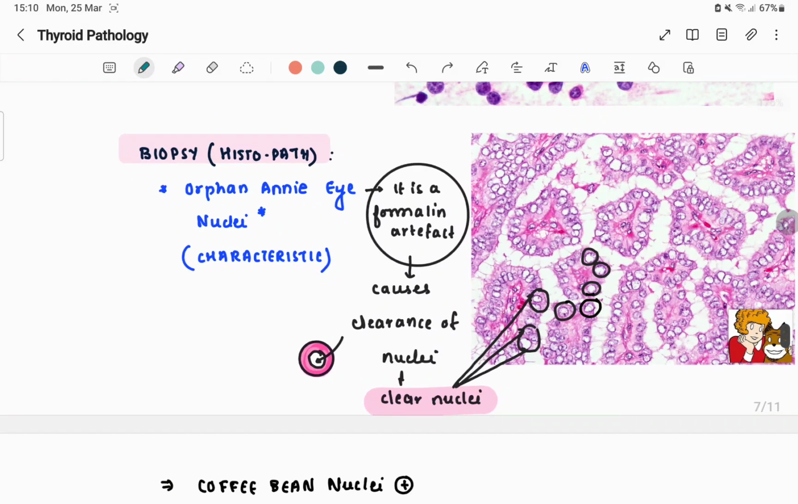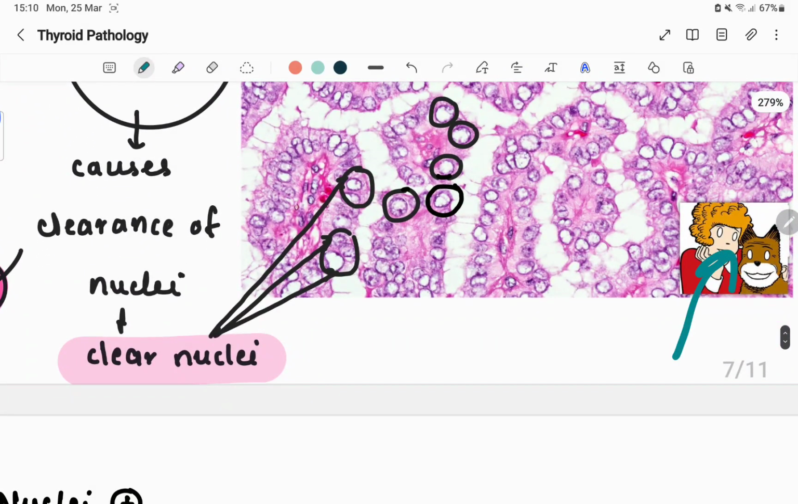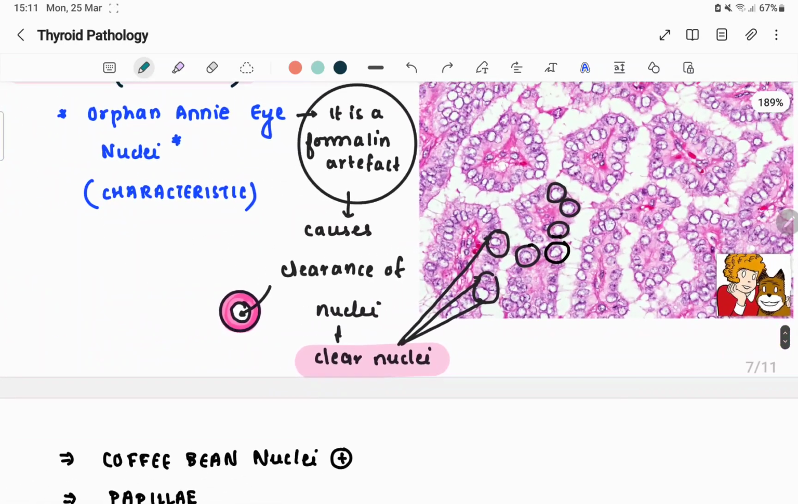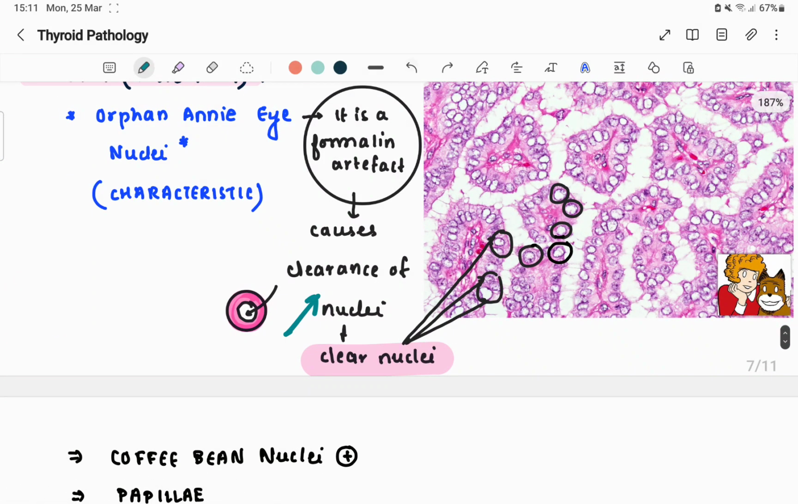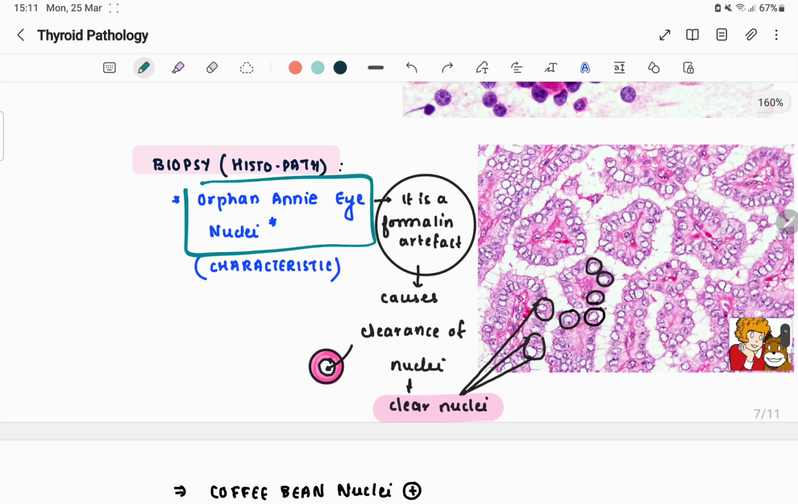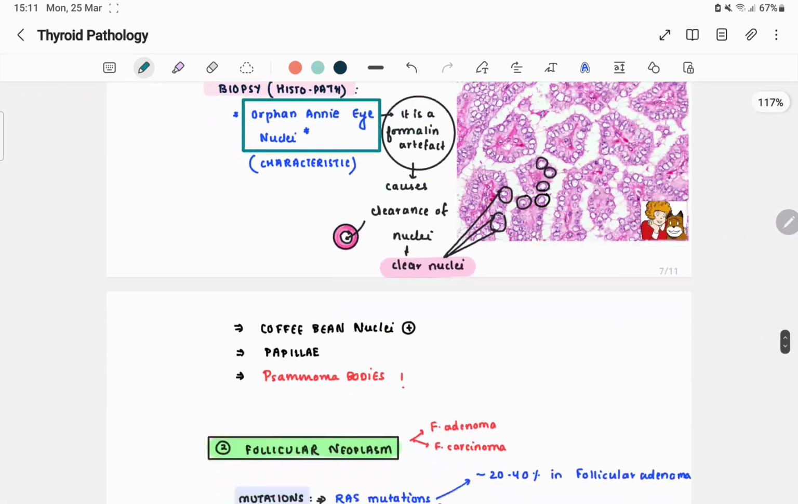Orphan Annie, you know, it's a cartoon like this. This is the cartoon Orphan Annie, and the eyes of Orphan Annie are hollow, just blank. So this is the clearance of nuclei. The nuclei are cleared off, clear nuclei that look like Orphan Annie eye nuclei. This is a characteristic finding in biopsy of PTC.